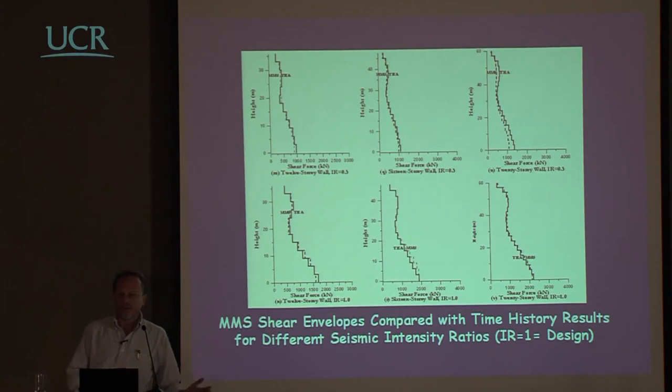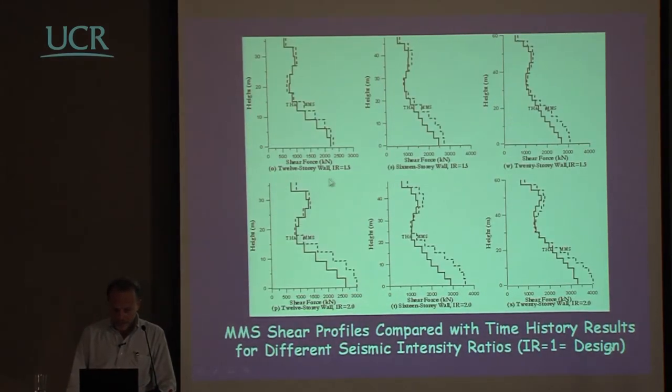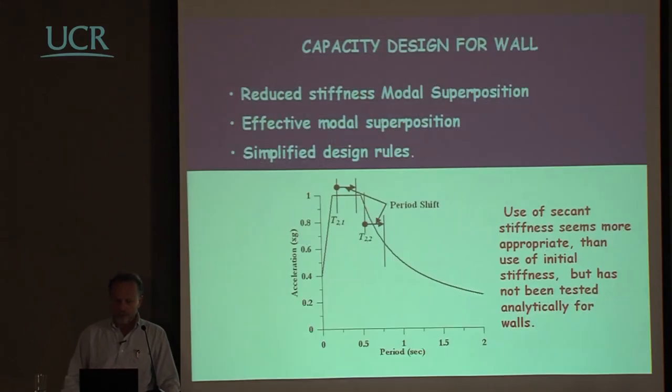This is not unexpected. If the moments are fine, also the shear should be approximately fine. And again, you see this is the 0.5 intensity case, so you have an intensity which is half the design intensity. This is 1. And these are the cases with 1.5 and 2. Of course, the results are not perfect, but they are certainly much, much better than the case of simply using a modal superposition or something of that sort.